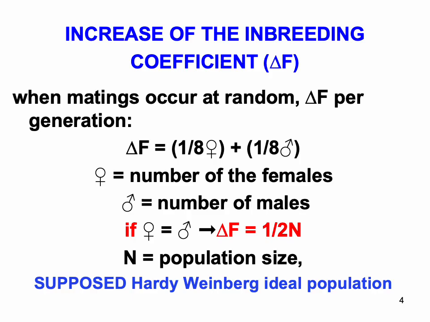The increase of the inbreeding coefficient, the delta F, when mating occurs at random, per generation is according to the previously shown equation, delta F equals 1 per 8 females plus 1 per 8 males, or if the number of males and females is the same, 1 per 2n, n being the population size, and it is supposed that the population is, according to Hardy-Weinberg rules, an ideal population.